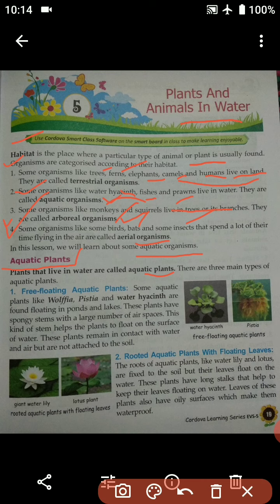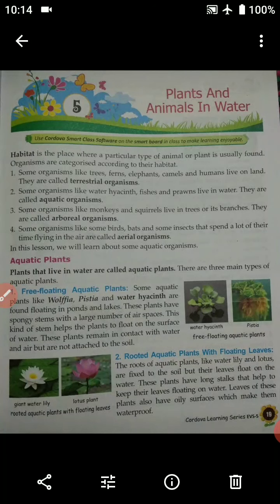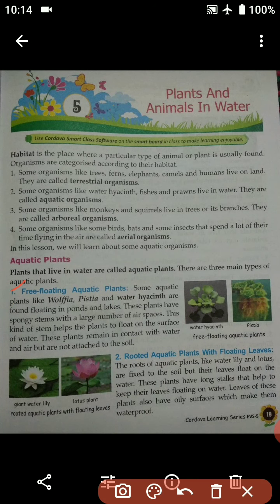There are 3 main types of aquatic plants. So basically there are 3 main types of aquatic plants. They are number 1, free floating aquatic plants, rooted aquatic plants with floating leaves, and submerged aquatic plants. Okay students, these are the 3 types of aquatic plants. So number 1, let's start. Free floating aquatic plants.